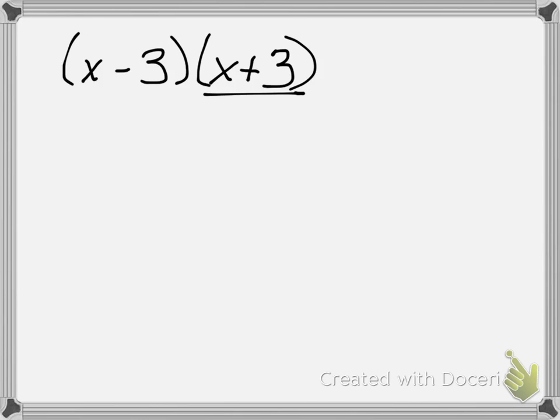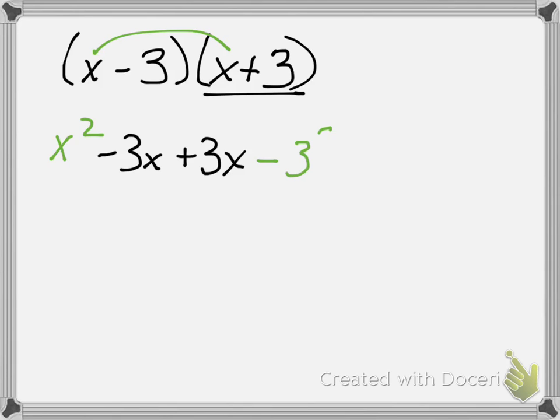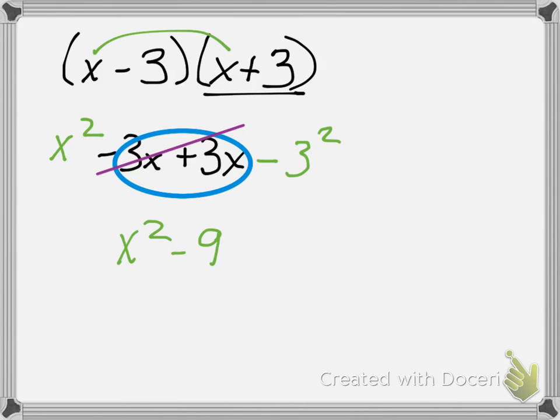And remember, when we multiplied this, it always ended up being x squared, our middle terms canceled out, and minus the last term squared. So we don't have to write these terms down because they will always cancel out. If you choose the correct conjugate, your middle terms completely cancel out, leaving you just x squared minus something like 9.